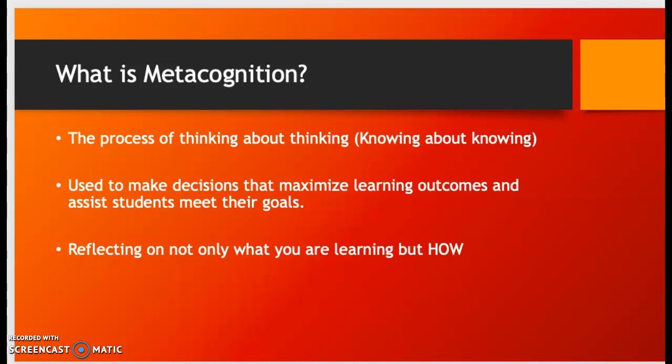Okay, so first you're probably wondering, what is metacognition? Metacognition is the process of thinking about thinking, so knowing about knowing. That sounds confusing, but this will help students understand the way that they learn. It's used to make decisions that maximize learning outcomes and assist students to meet their goals. It helps to reflect on not only what you are learning, but how you are learning.